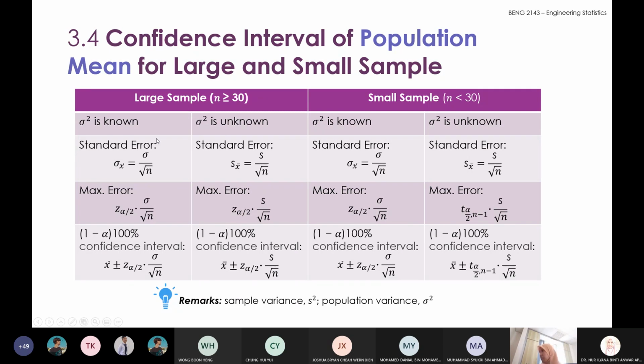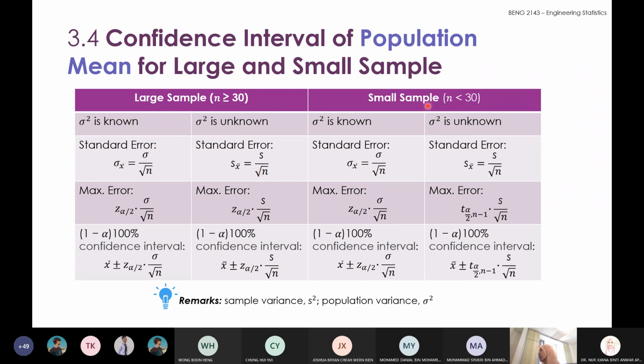You can see here, if the population variance is known, definitely we can get the standard error. If the population variance is known, the square root of that will give you the standard deviation, which will give you the standard error, and n is just the number of samples for the large sample. But if it's unknown, we need to use the sample standard deviation.